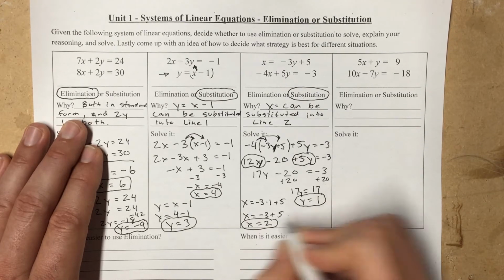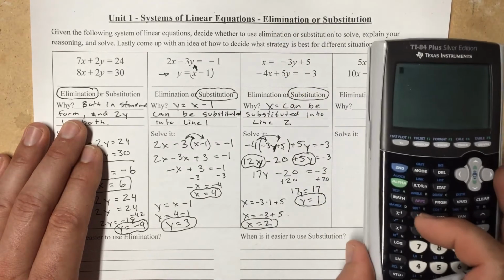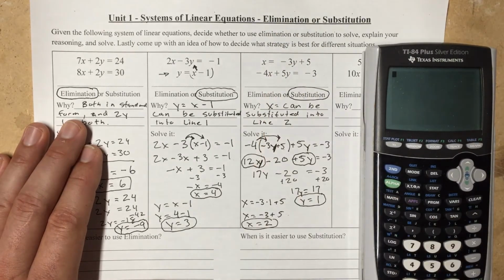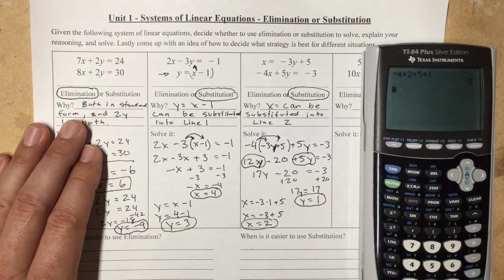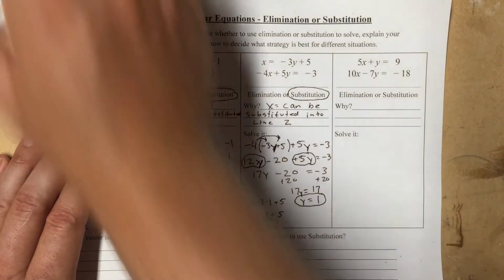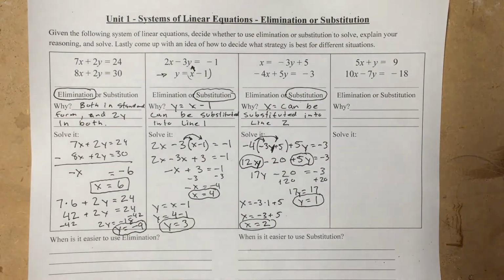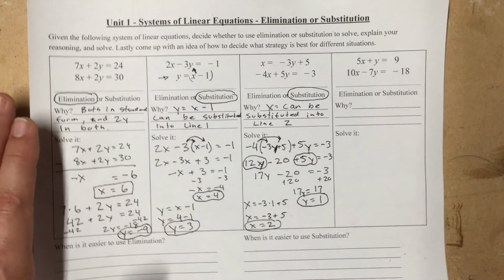Yes? Let's check. Let's plug these into the second equation, make sure. So negative 4 times x, which is 2, plus 5 times 1. That is equal to negative 3. So we win again. All right, let's do the last one, and then let's summarize.